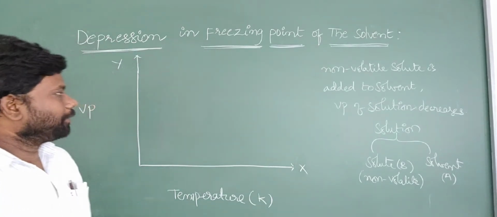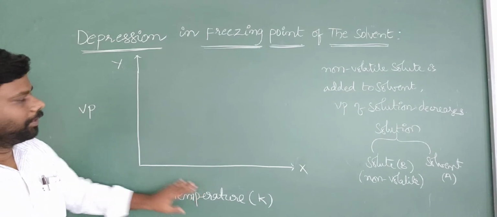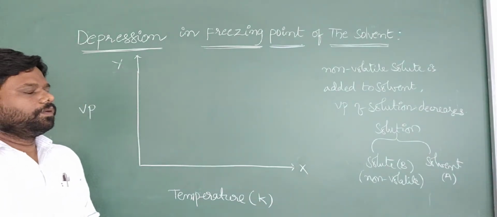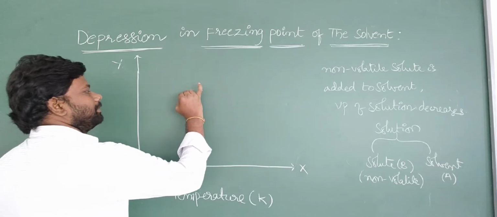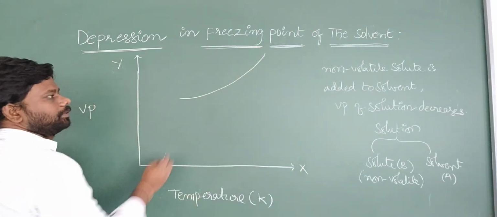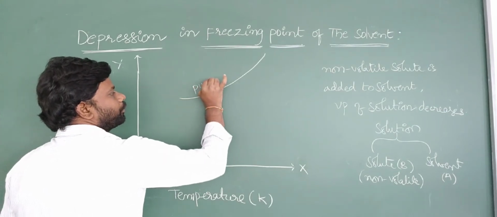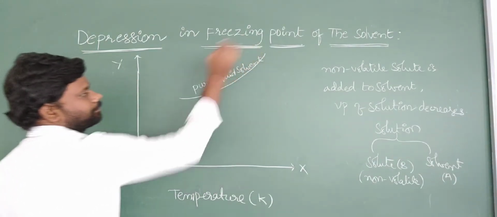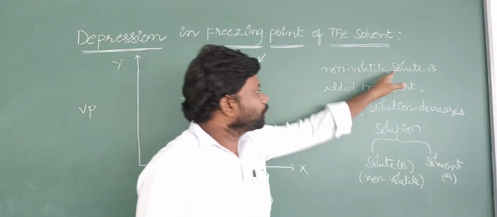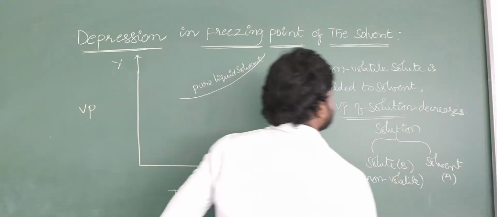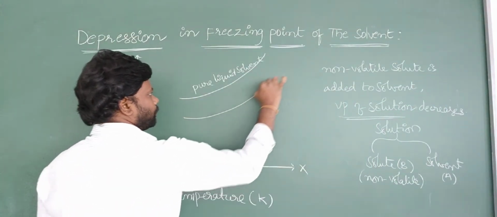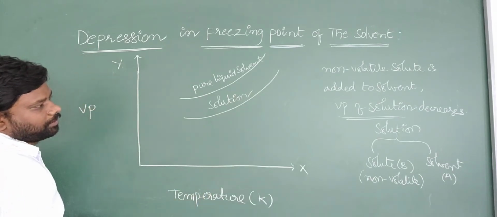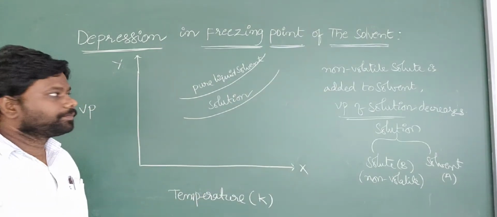Now the graph is drawn between vapor pressure and temperature, with vapor pressure on the y-axis and temperature on the x-axis. This curve indicates the vapor pressure of the pure liquid solvent. When a non-volatile solute is added to the solvent, the vapor pressure of the solution decreases. This curve indicates the solution containing the non-volatile solute.